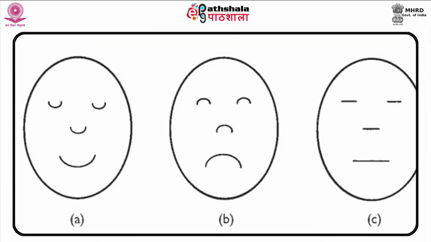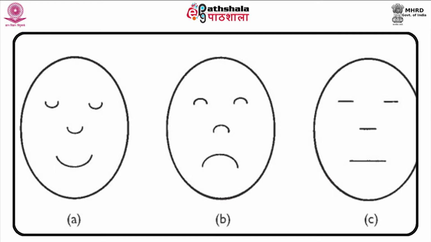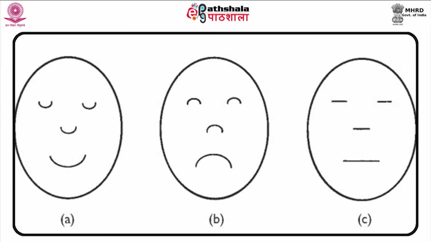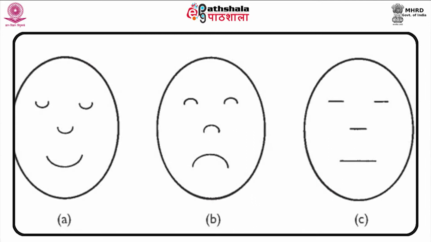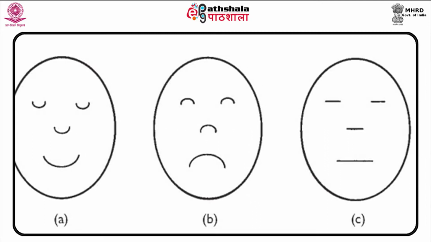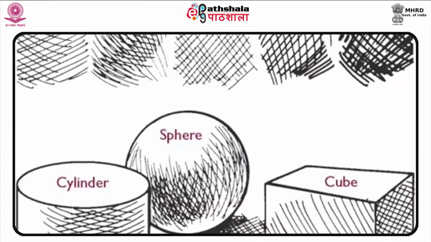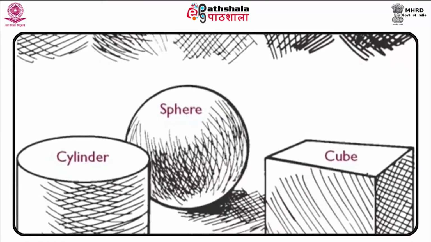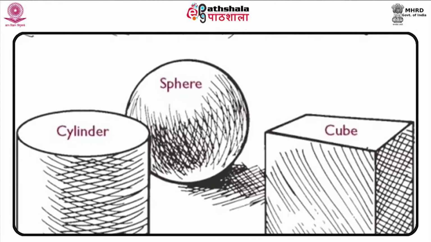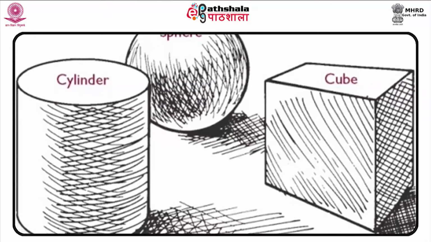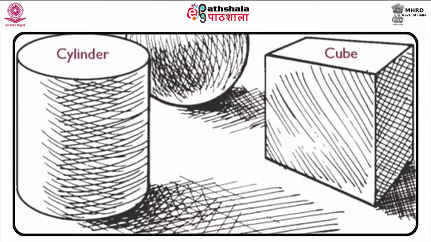Lines are used for various other purposes too. Look at this figure. Here the upward curves create a happy face, and in B the downward curves create a sad one. In C the face is inscrutable. In this figure, even though drawn lines have only two dimensions, height and width, they can be used by an artist to make an object appear three-dimensional.